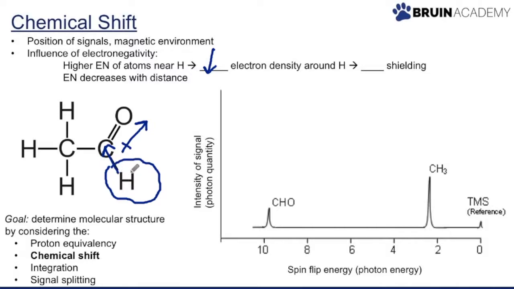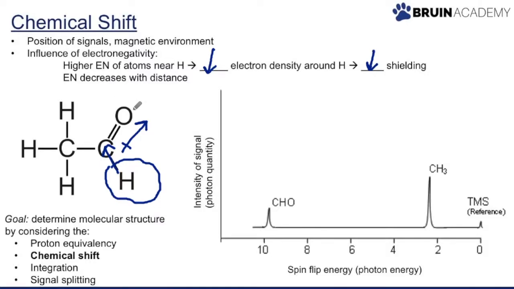It's going to feel a little bit bare since these electrons are being pulled away, and it's not going to have as much protection. So when you have a higher electronegativity of atoms near the hydrogen, this decreases the electron density around the hydrogen, and this leads to a decrease in something called shielding. And the shielding is what I referred to when I talked about the electron clouds surrounding the molecule, or protection by the electrons around the hydrogen.